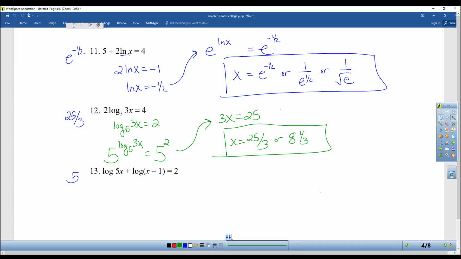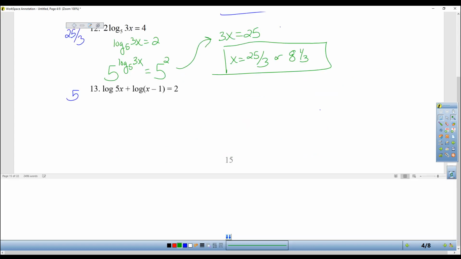Think about your first step. What do you want your first step to be for number 13? Hopefully, you did not think, oh, they're base 10. She wants to see if I recognize the base 10. Don't do that. Okay, that would be wrong. You cannot do this problem unless you've condensed it. You can only do something to each side.